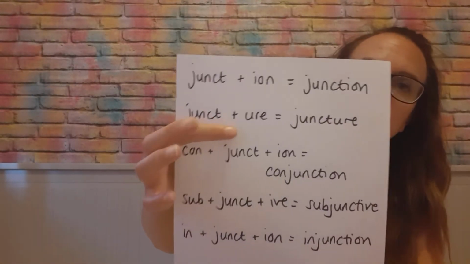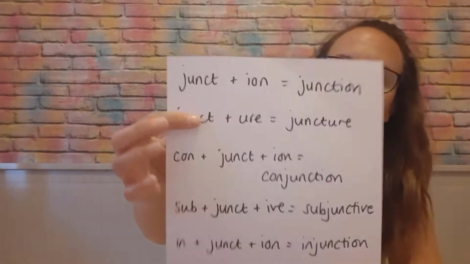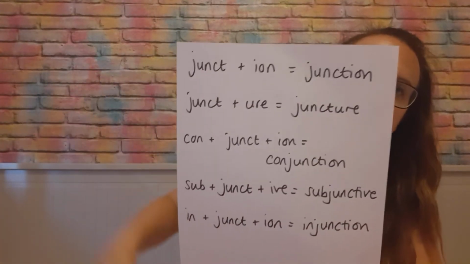And we have a juncture, which is a bit like a break in proceedings. So we've come to a juncture now. It's almost like when one thing stops and another thing starts. So more of an event, whereas a junction tends to be with a thing. Okay, so juncture is probably more like a break in doing things.